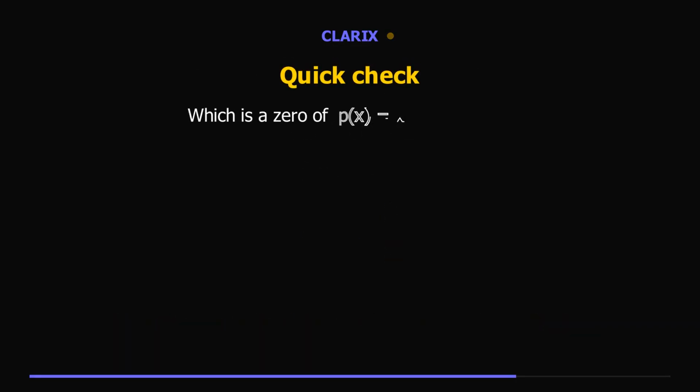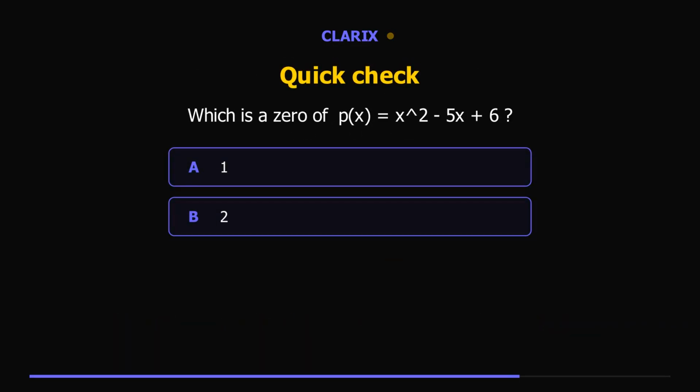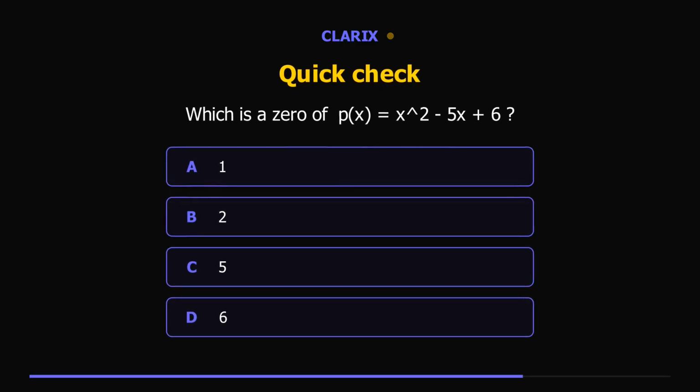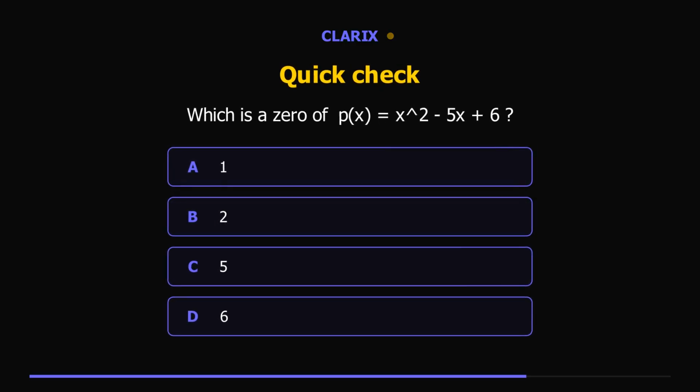Quick check. Did the idea of a 0 land? For p of x equals x squared minus 5x plus 6, which of these is a 0? A. 1, B. 2, C. 5, or D. 6. Remember, a 0 makes p come out to 0. You have 10 seconds to solve this. Pause if you need more time.